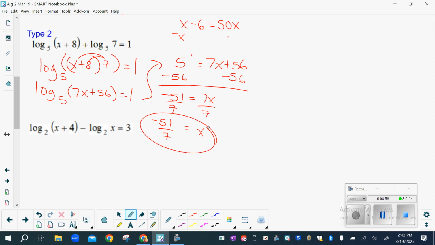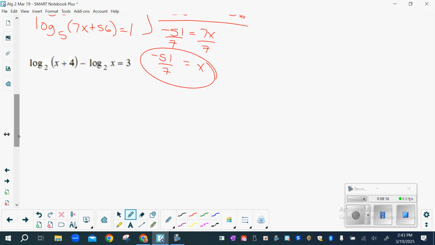Okay, we're going to do one more. So log base 2 of x plus 4 minus log base 2 of x equals 3. So again, no log on the right-hand side. So this group here, any idea what we do first? So we use log base 2 of x plus 4 divided by x. Good. So he divided this time because it was subtraction.